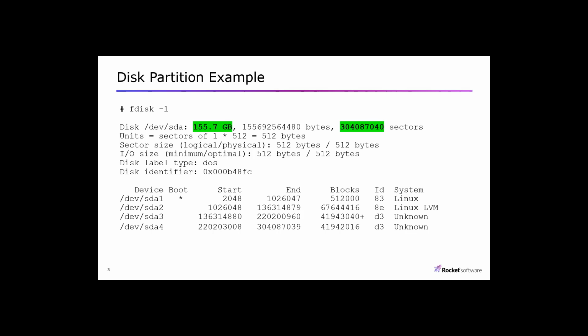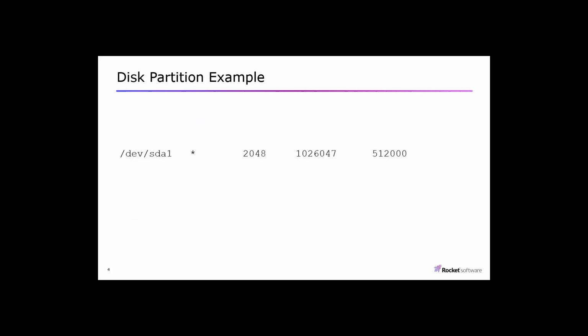Here's one example of a disk that has been split into 4 partitions that consume all of the disk. Notice that /dev/sda is 155 gigabytes in size with just over 3 million blocks, and that the sector size is 512 bytes. Now let's look at one of the partitions. Notice that /dev/sda1 starts at block 2048 and ends at 1026047.